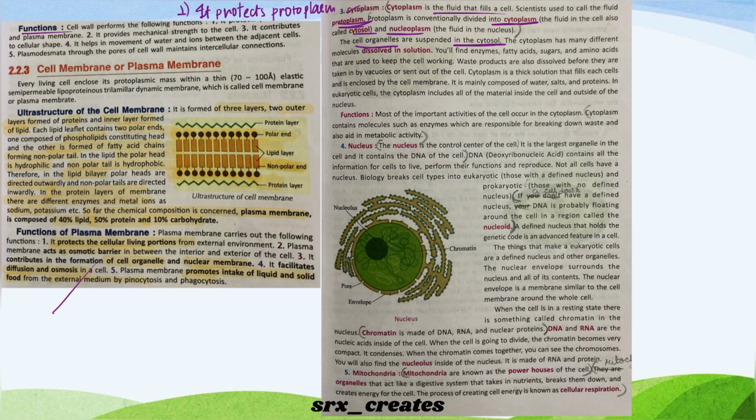Cytoplasm has many different molecules dissolved in its solution. You will find enzymes, fatty acids, sugars, amino acids. We all learned these terms in our last lecture. Waste products are also dissolved there before they are taken by vacuoles or sent out of the cell. There is also an excretion system. Cytoplasm is a thick solution that fills each cell, enclosed by the cell membrane, mainly composed of water, salts, protein. In a eukaryotic cell, the cytoplasm includes all of the material inside the cell and outside the nucleus. Most of the important activities of the cell occur in the cytoplasm.